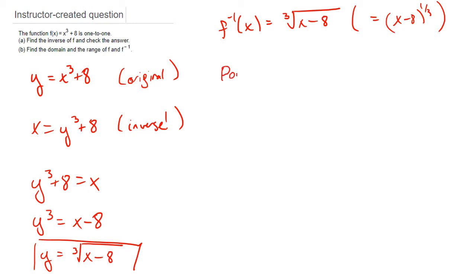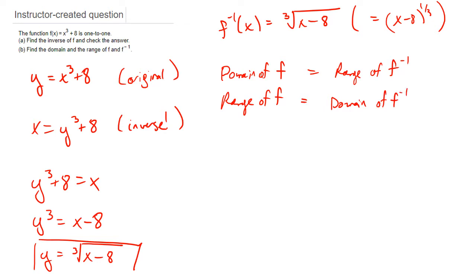So, to find the domain and range of both f and f inverse, the thing to remember is that the domain of f is the range of f inverse, and the range of f is the domain of f inverse. So it looks like this problem is asking us to find four things: the domain of f, the range of f, the domain of f inverse, the range of f inverse. But because the domain of f is the range of f inverse, and the range of f is the domain of f inverse, we're really only asked to find two things, and in general, domains are much easier to find than ranges.